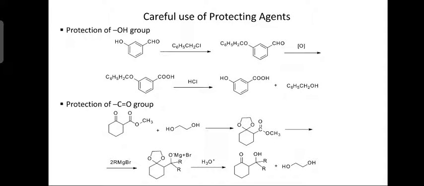Consider the example of 3-hydroxybenzaldehyde. So, this is the reactant 3-hydroxybenzaldehyde, which reacts with benzyl chloride to give 3-benzyloxybenzaldehyde. So, this is the product, which in turn undergoes oxidation to give 3-benzyloxybenzoic acid. This undergoes hydrolysis in the presence of dilute hydrochloric acid to give 3-hydroxybenzoic acid. So, this is the product formed.